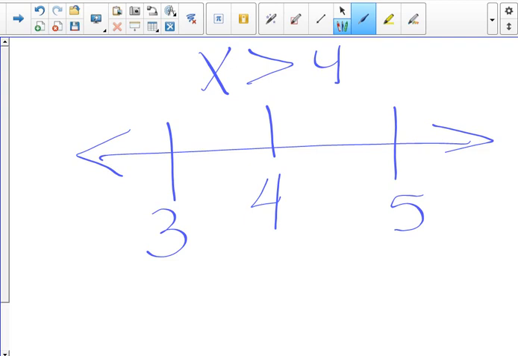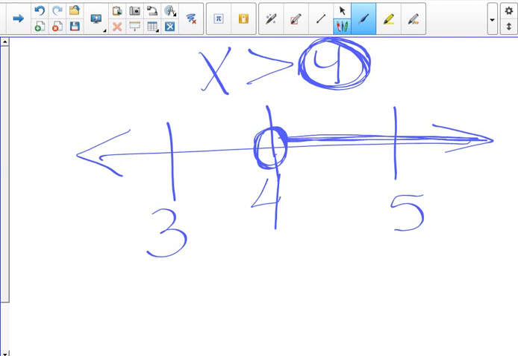So it means we're going to start at 4. It's greater than 4, so 4 is that boundary point. It means this is where we start. We're going to start at 4, but he's not equal to 4. Because he's not equal to 4, we're just going to put an open circle on 4. And then to show that it's greater than 4, we're going to shade it to the right. So shade the line and shade the arrow to show this goes on to infinity, positive infinity.